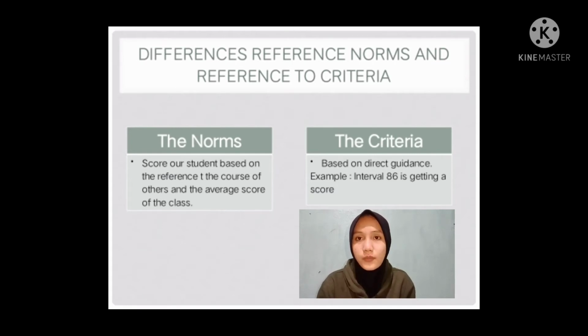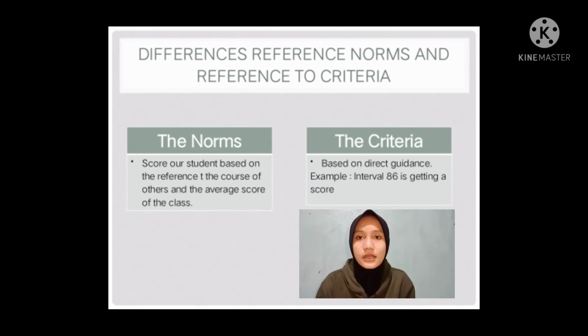First, for norm reference tests, norm reference tests are used to determine the achievements of individuals in comparison with the achievements of other individuals who take the same test. Then, in norm reference tests, the quality of achievements of a student is determined by the distance of his score from the mean or median.